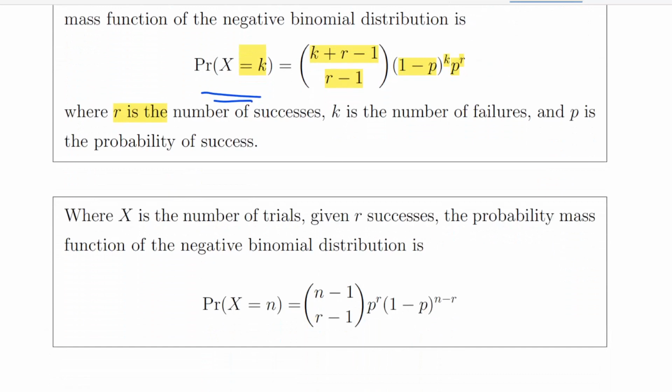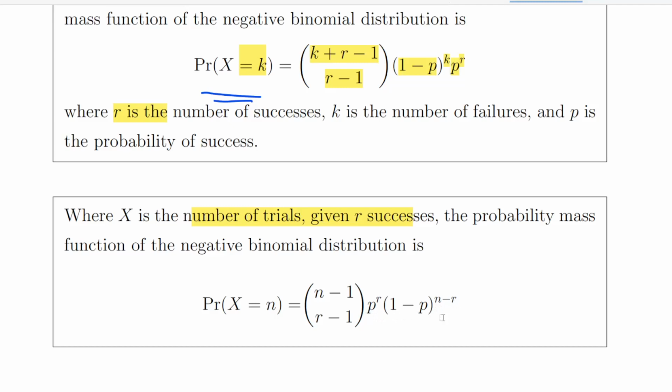I just draw your attention to something slightly different, where X is the number of trials given R successes. So this is a slightly different question now. The number of trials given R successes. Okay, the probability mass function will be given as follows. Probability of X equal to N equals the binomial coefficient of N minus 1 and R minus 1 times P to the power of R times 1 minus P to the power of N minus R.